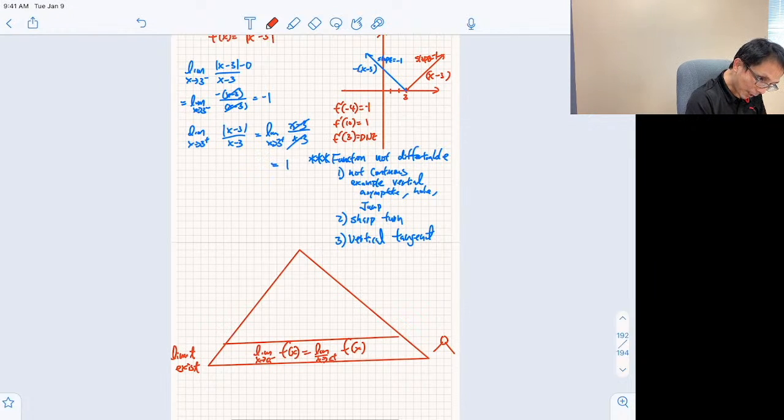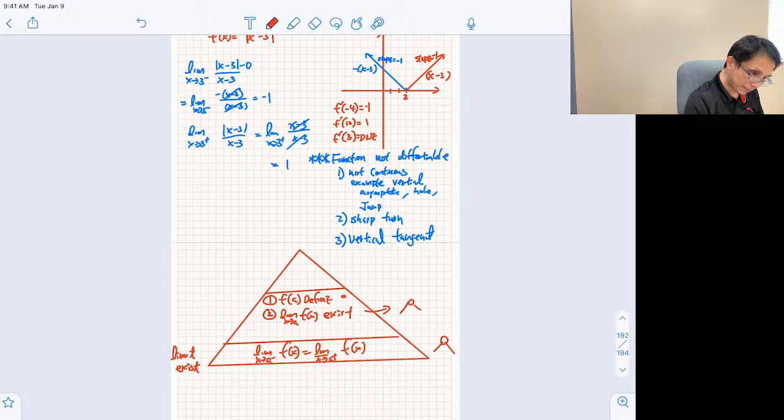And then we're going to talk about the second one. The second one has three things. It's on your test. First, f(a) has to be defined. It has to be a closed circle, so a closed circle there. Second, the limit as x approaches a of f(x) must exist, which means it has a connected point. So in this situation, it's like this.